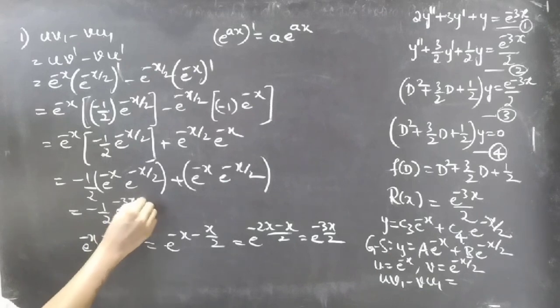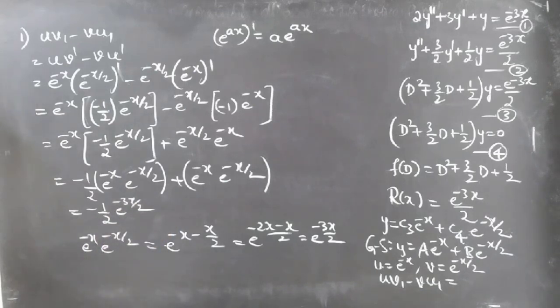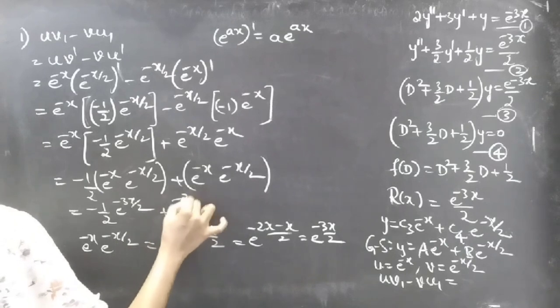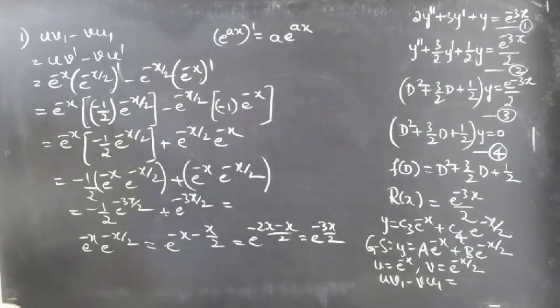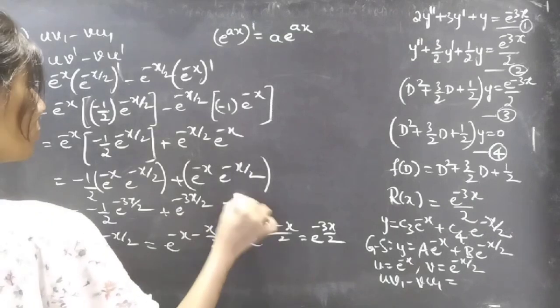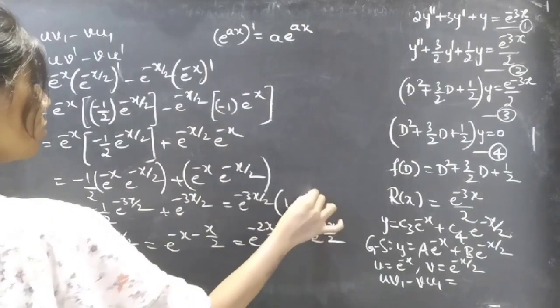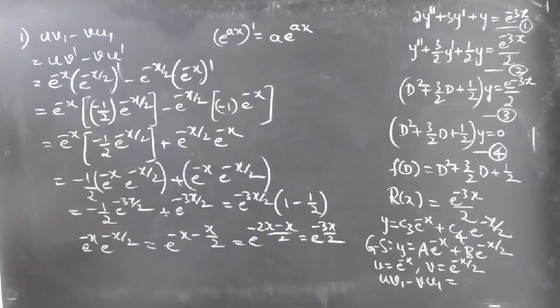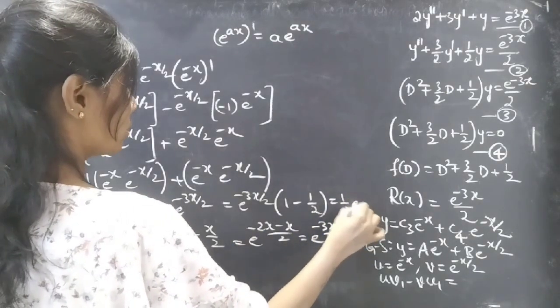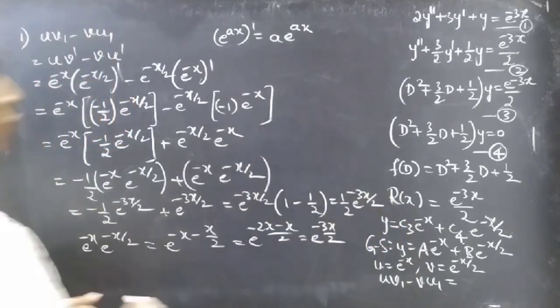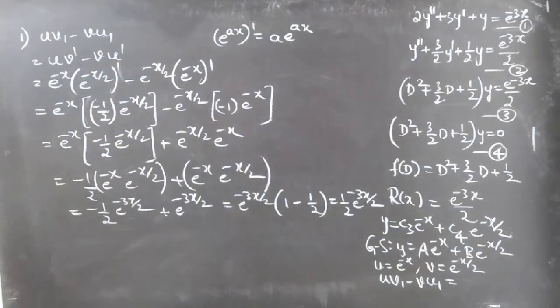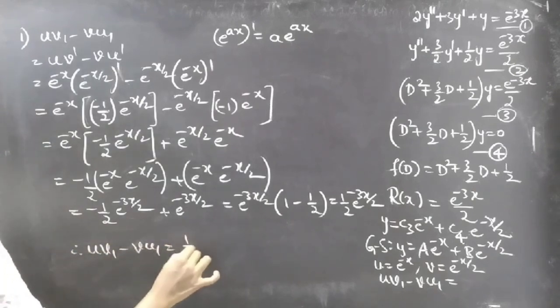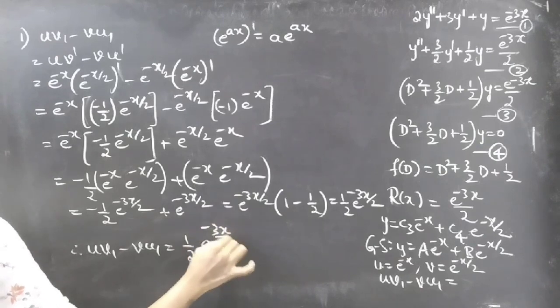You'll get minus 1 by 2 into e power minus 3x by 2 plus e power minus 3x by 2. Just take e power minus 3x by 2 common from these two terms. We'll get e power minus 3x by 2 into 1 minus 1 by 2. 1 minus 1 by 2 is half. This gives us 1 by 2 e power minus 3x by 2. Therefore, UV1 minus VU1 equal to 1 by 2 e power minus 3x by 2.